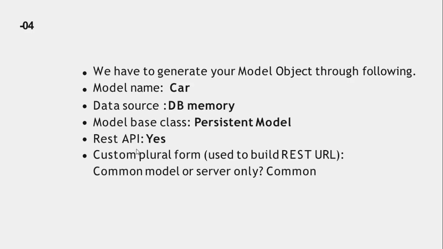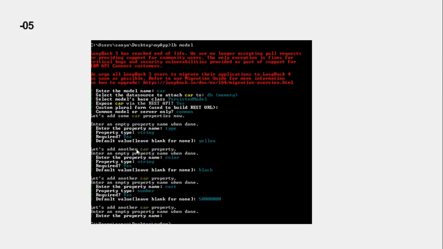For our app we just type the command lb model. Now we can define our model object. Here our model name is car. It will ask about the data source, and it is the default memory. Then we type yes for REST APIs, which will give access to all the APIs. Then the custom plural form will stay the same. Just press enter. It will save a default server, like common. Press enter for that also.